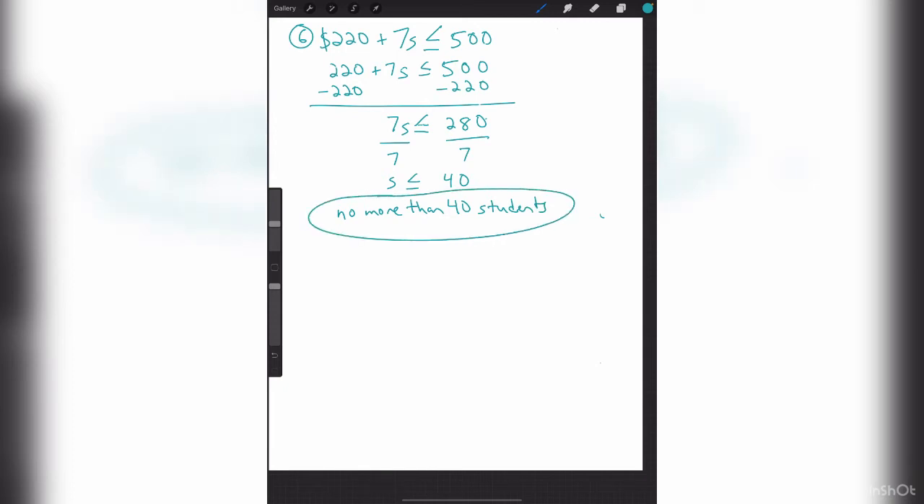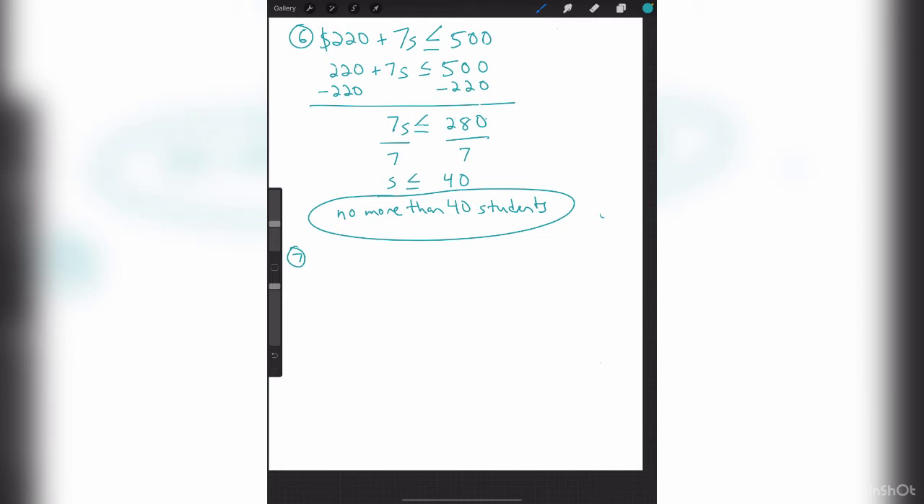Right? So I could bring 20 students, I could bring 38 students, 39, but it gets to a point where anything over 40 is too many. I can include 40 students. 40 students could go, and we'd hit exactly the $500 mark. But if I have anything over 40, then that would be over budget. Okay, that would be the answer, number 6.